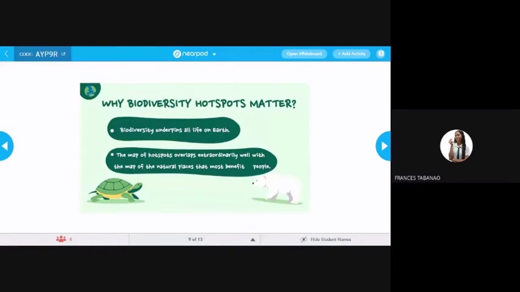And as the places on Earth where the most biodiversity is under the most threat, hotspots are critical to human survival. And then, the map of hotspots overlaps extraordinarily well with the map of the natural places that most benefit people. That is because, take note, hotspots are among the richest and the most important ecosystems in the world, and they are home to many vulnerable populations who are directly dependent on nature to survive.